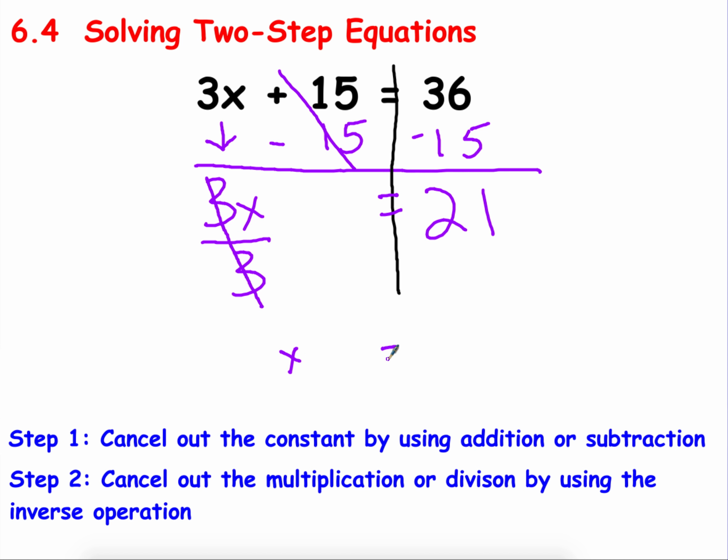I also bring down my equal sign, and then now whatever I did on the left side, I have to do on the right side. So because I decided to divide by 3 on the left, I have to divide by 3 on the right to maintain balance of that equation. 21 divided by 3 is 7, and I'm done.